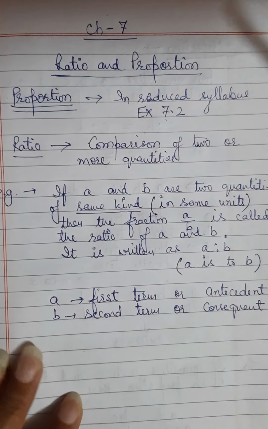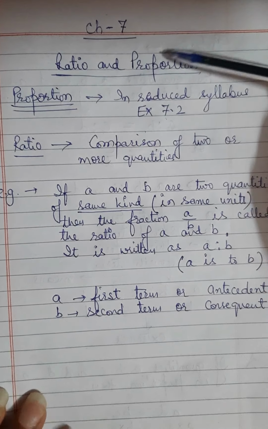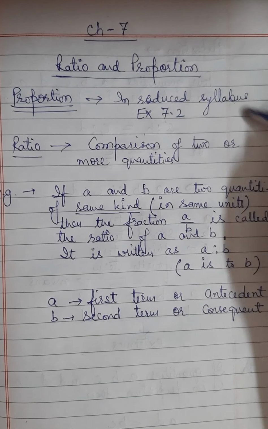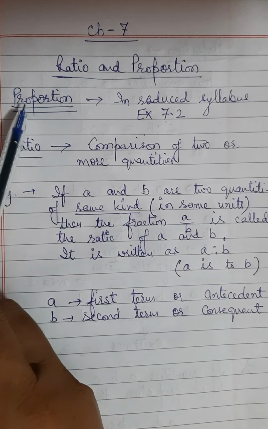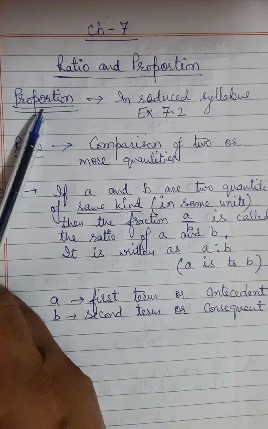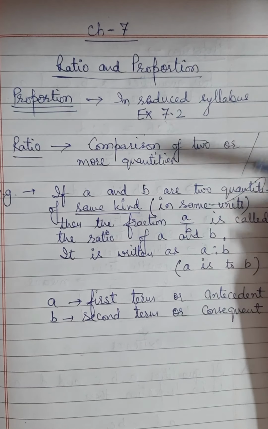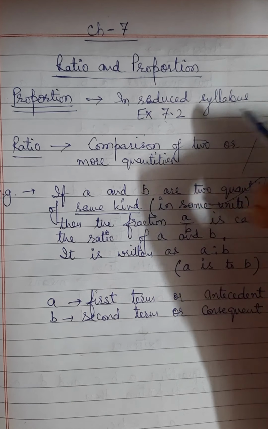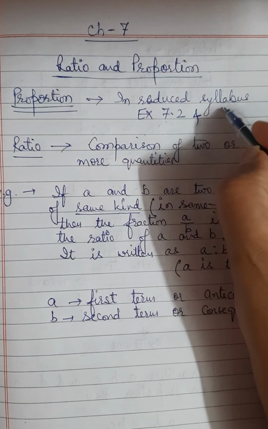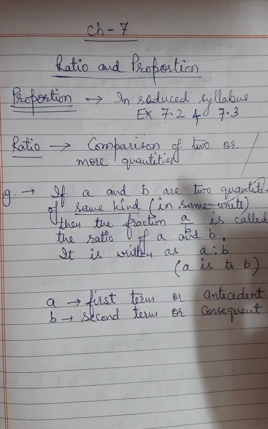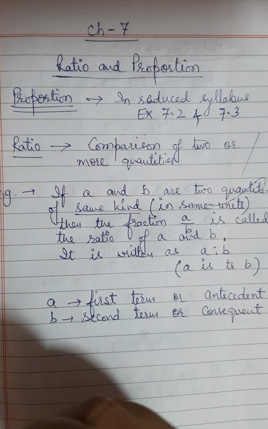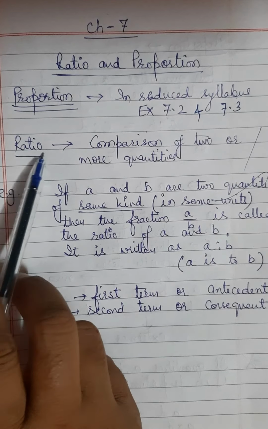Good evening, students. Today we are starting our chapter 7, that is ratio and proportion. According to the reduced syllabus, we have to do only the proportion part. That is, in this reduced syllabus, we have to do exercise 7.2 and 7.3. Right? So, to start with proportion, just a recap of ratio.